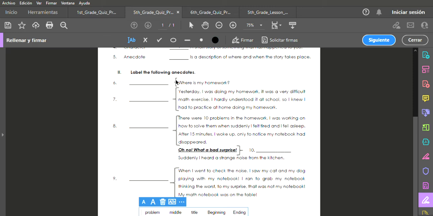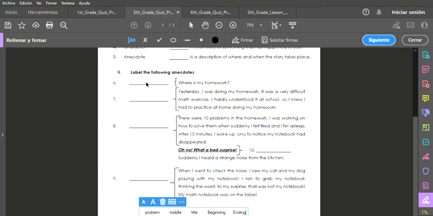Where's my homework? The first paragraph, the second paragraph, the third paragraph, and here we have a sentence, ¿ok? I'm going to help you with this one. Number 10, for example. Here we have, oh no, what a bad surprise. Oh no, qué sorpresa tan mala. Can this be a problem? ¿Puede ser este el problema? The middle, el medio de la historia, the anecdote. The title, el título de la anécdota. Beginning, el comienzo. O el ending, o el cierre de la anécdota.